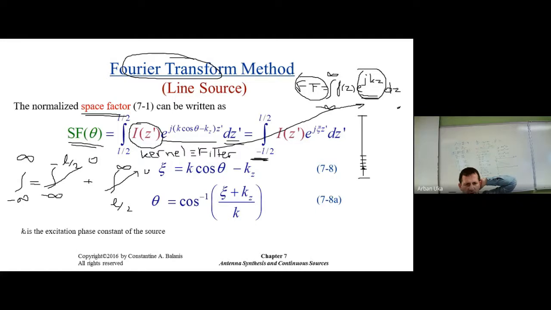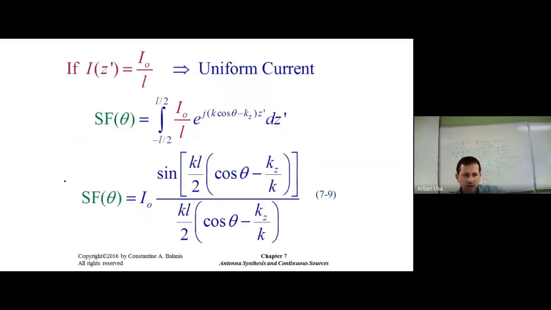What is useful for us at this stage is that the Fourier transform is an analytical integral from minus infinity to plus infinity. But since the current is equal to 0 outside of minus L over 2 to L over 2, effectively the integral in this range is equal to this integral. So that is the argument for why this could be considered the Fourier transform.